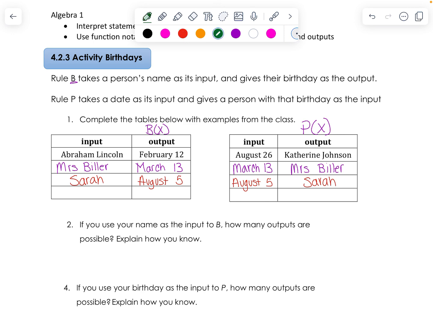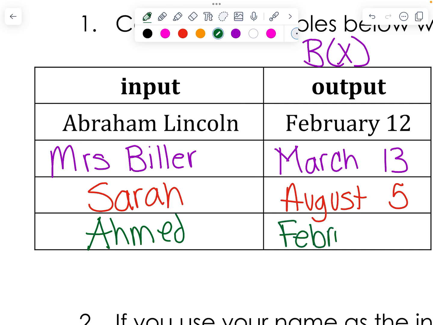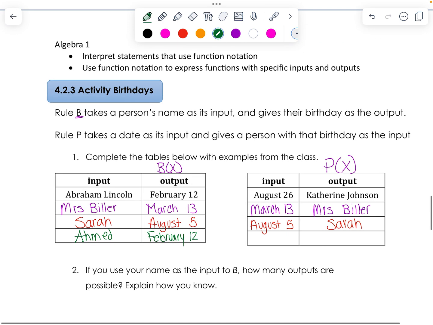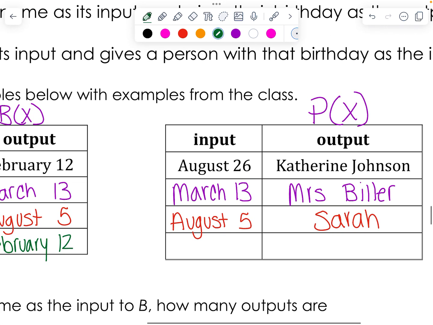Okay, we'll do one more here. Let's say, I don't know, let's say Ahmed has a birthday of February 12th, just like Abraham Lincoln. If we do this table, we've got February 12th is Ahmed.